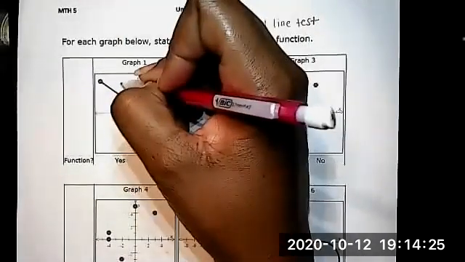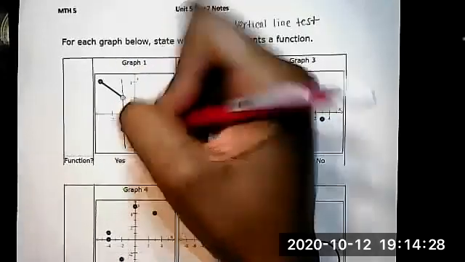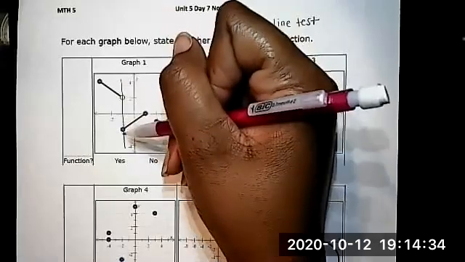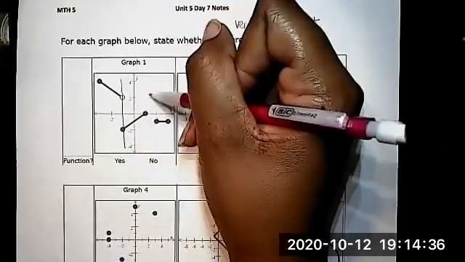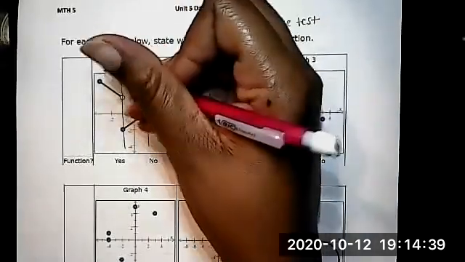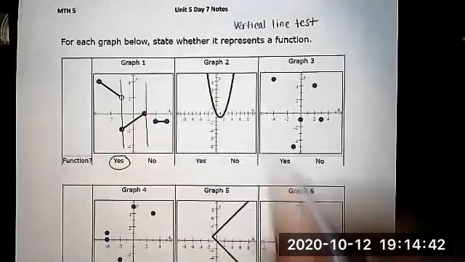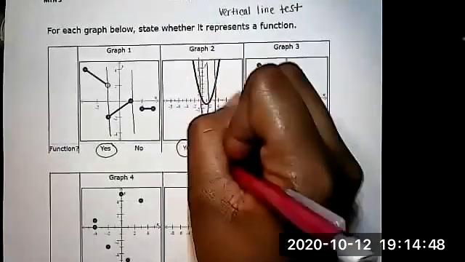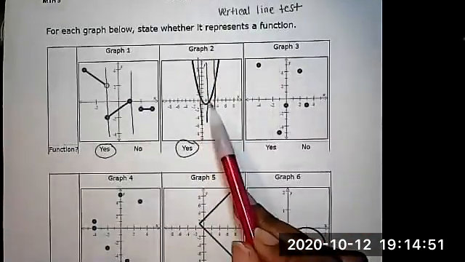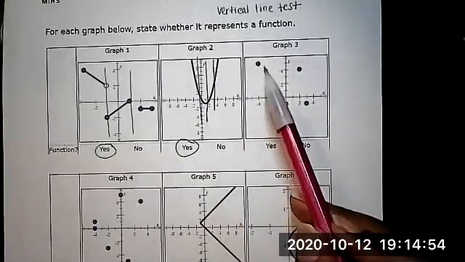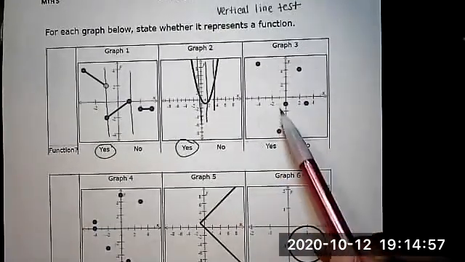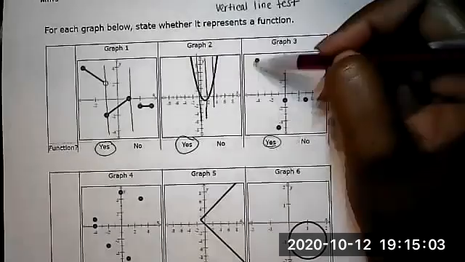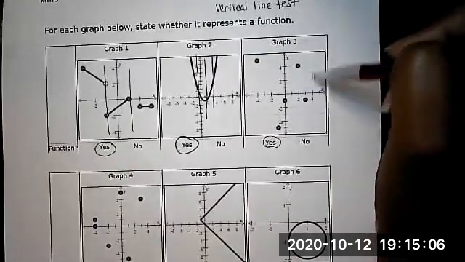So here, as you can see, if I drew a line here, I would touch this point, but this is an empty point, so it does not count, but this point counts. So in this case, no matter where I draw a vertical line, I only touch 1 point on the graph. This is a function, yes. Same thing here, vertical line, vertical line, vertical line, touches 1 point, it is a function. Same thing here, it touches only 1 point each time. This one is also a function. So if you can draw a vertical line and only touch 1 point, then it is a function.